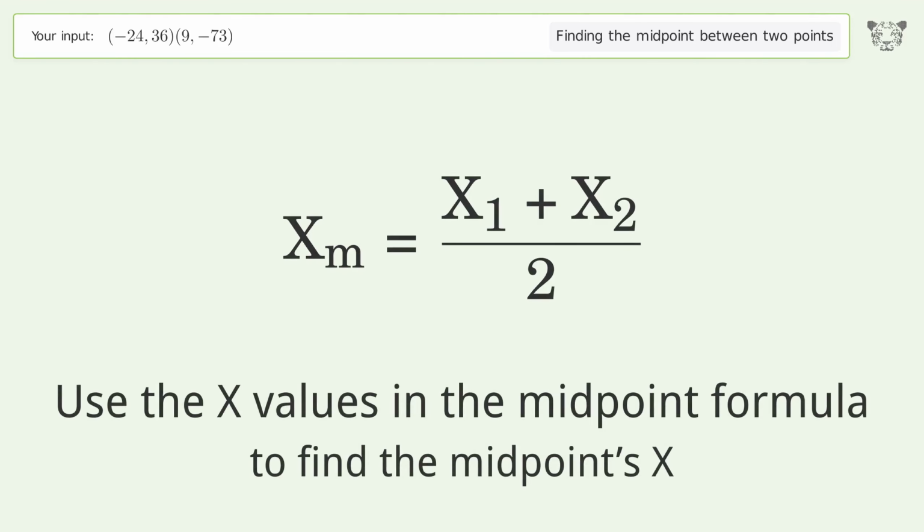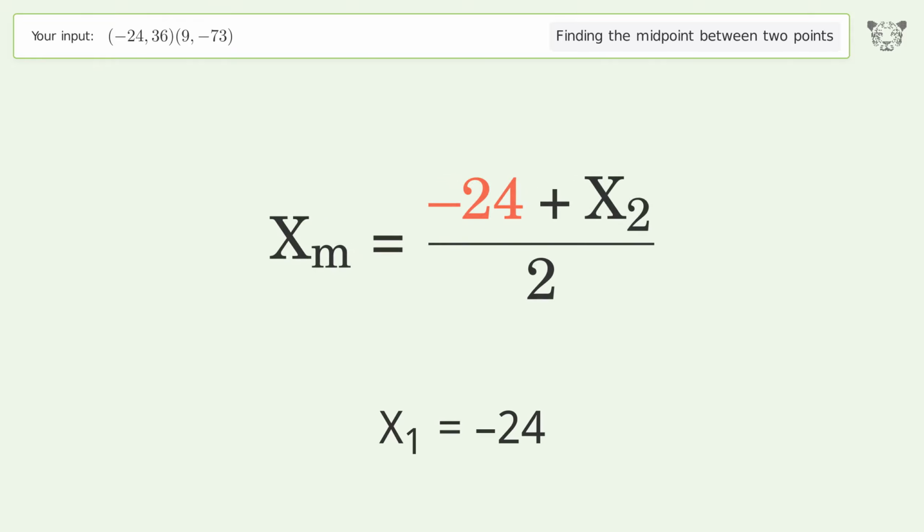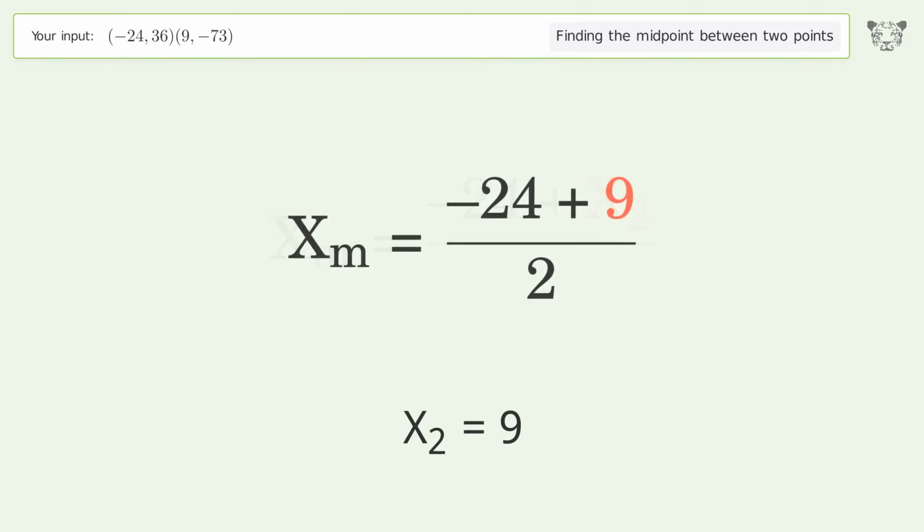Use the x values in the midpoint formula to find the midpoint's x. x1 equals -24. x2 equals 9. Simplify the arithmetic.